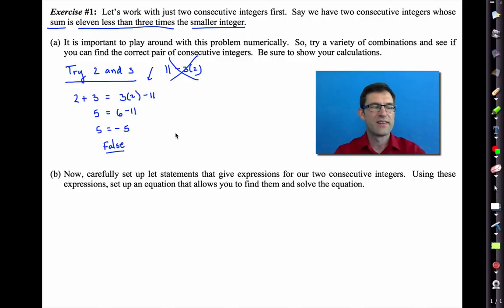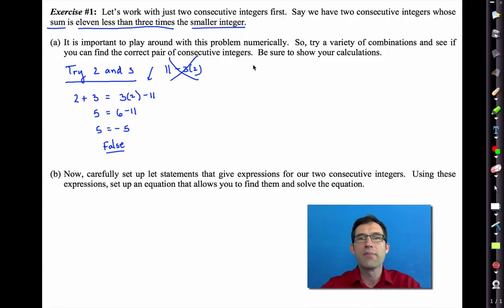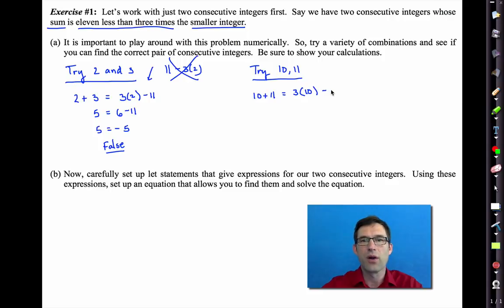All right, let's go for it. Now, again, I want to try to avoid doing the right pair. So let's try 10 and 11. First thing we're doing is summing them, 10 plus 11, and seeing if we get 11 less than 3 times the smaller.